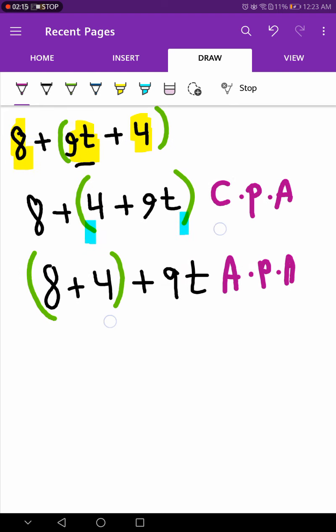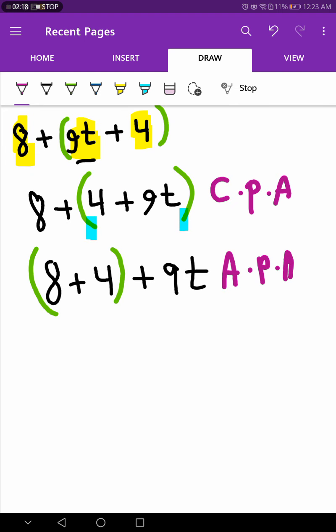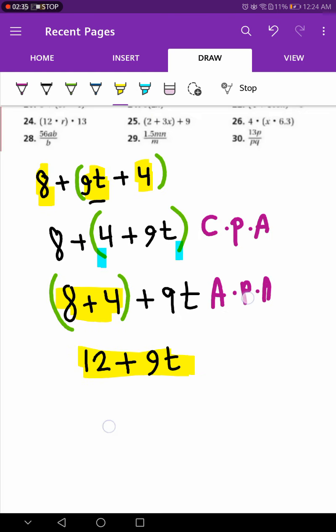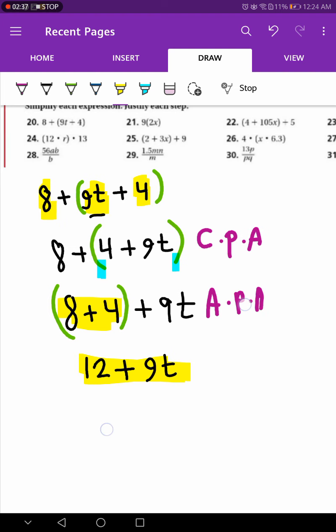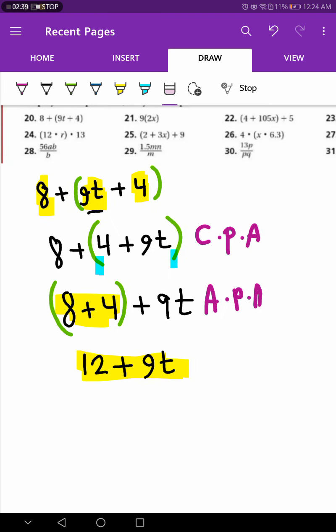Now the last step we just simplify. That means we add the numbers that you grab or hold between the parentheses. It will be 12 plus 90, and this is the expression after simplifying. Okay, my dear student, this is question number 20. Now let us move to question number 21.